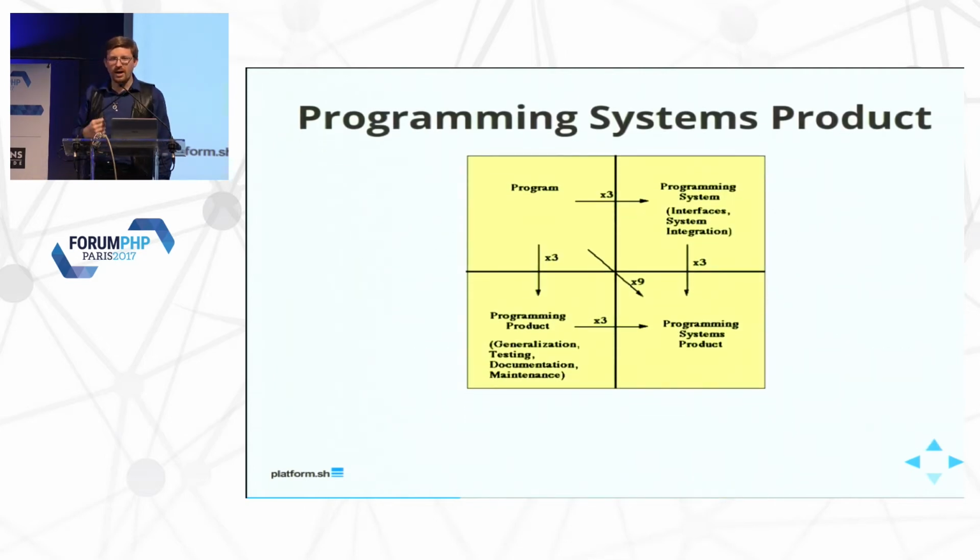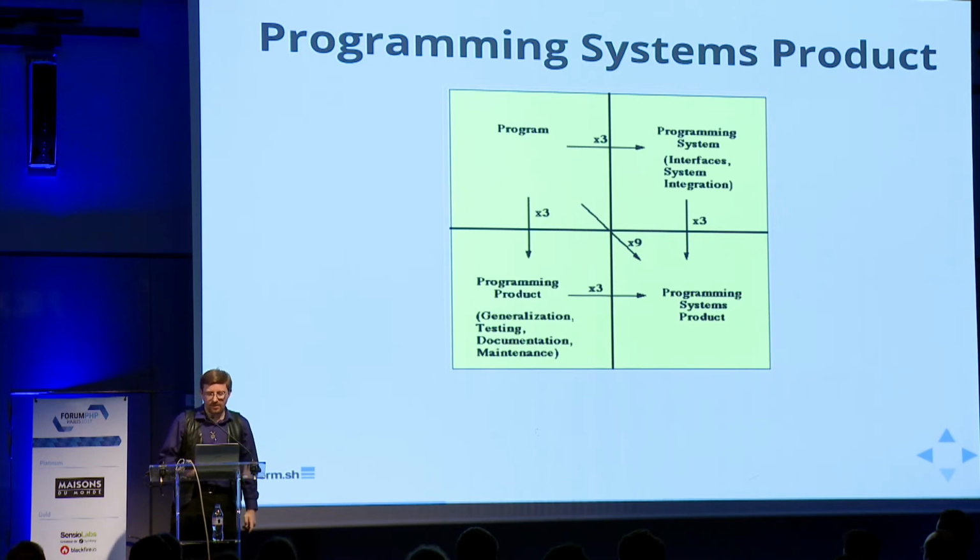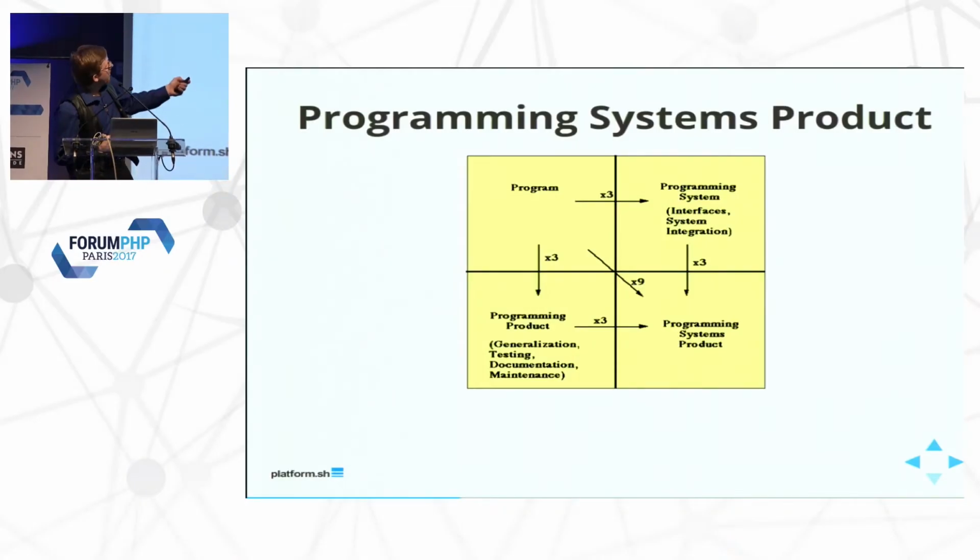Because what you're estimating is the time it takes to write the program. You are not estimating the time it takes to create a programming system's product. What does that mean? The program is the prototype. It's the thing you bang out in your garage. Making that into a proper programming system, which means putting proper interfaces on it, doing good system integration, making sure those interfaces are stable, documenting the API, takes 3 times as much effort, Brooks argues, as doing the initial prototype. 3 times as much effort to flesh it out and do it right.